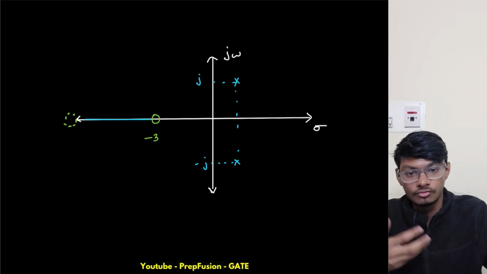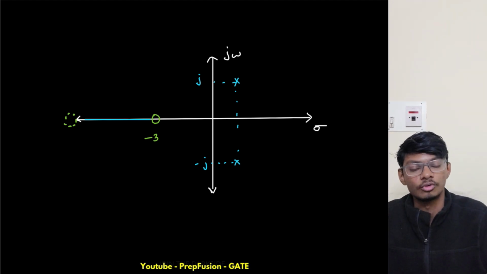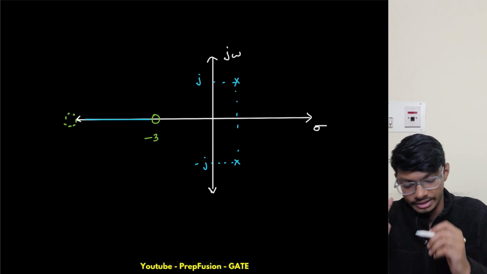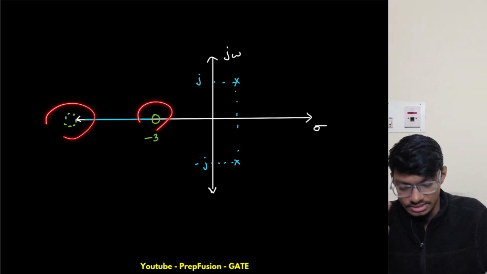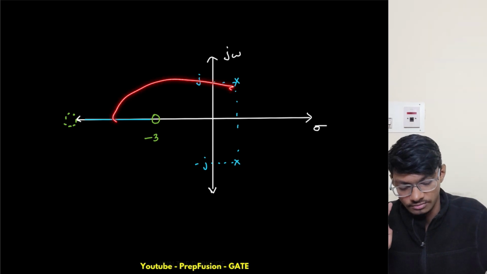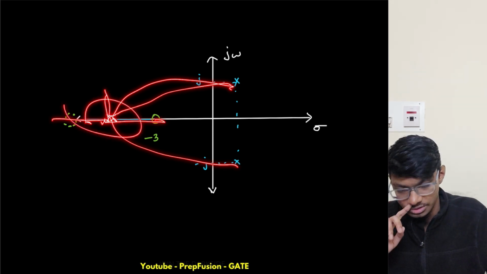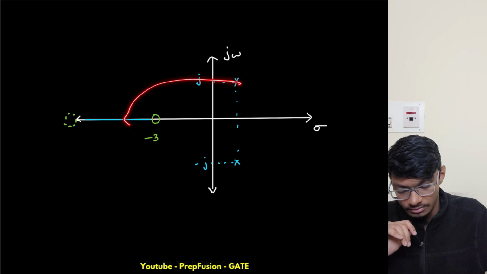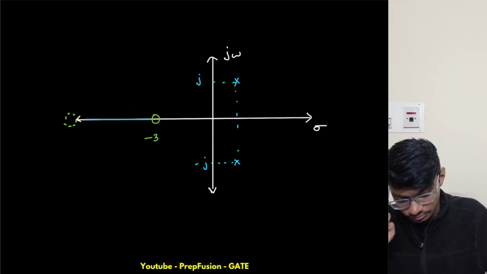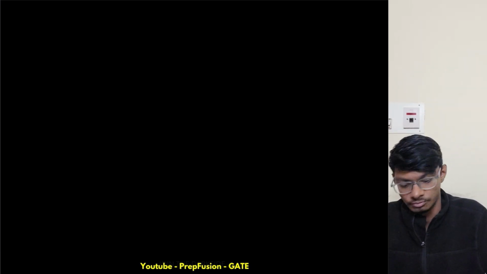Now let's go for step 4, that is the breakaway and break-in points. Now tell me, will there be breakaway or break-in points? There will be, right? Because here I have a virtual zero itself, but I have 2 adjacent poles, and these two have to come here and break into the real axis. So there will be break-in points and not breakaway points. There will be only one valid break-in point.